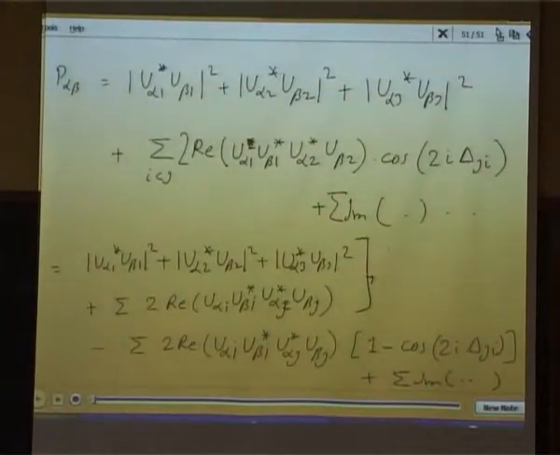The square of this, using alpha 1 beta 1 star plus alpha 2 beta 2 star plus alpha 3 beta 3 star, squared. So you will agree with this. What is this quantity?